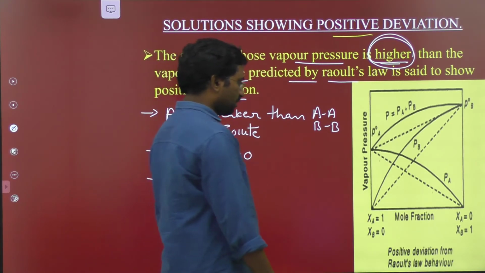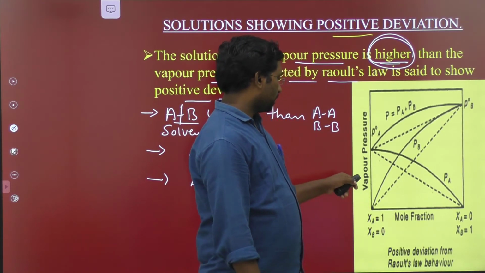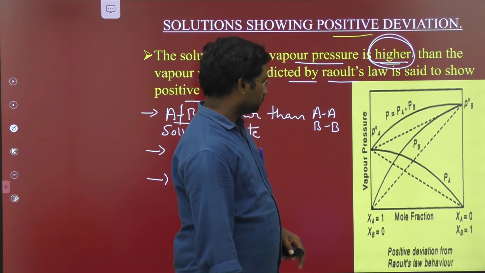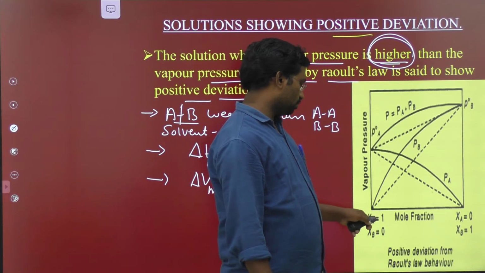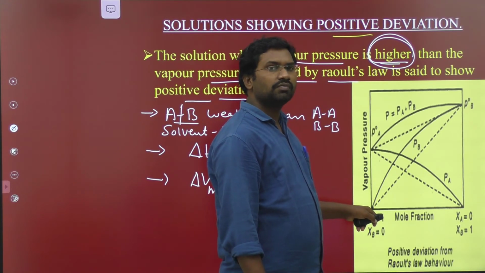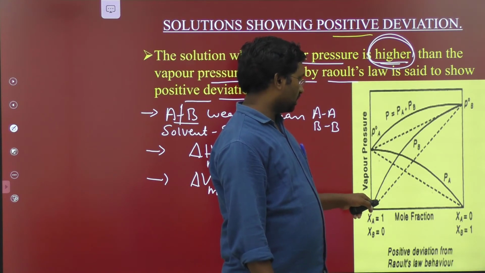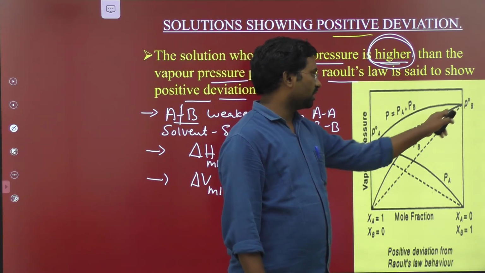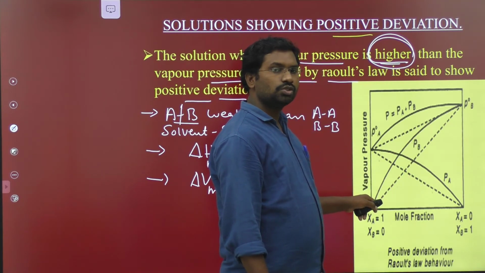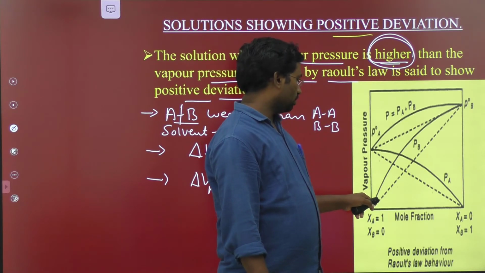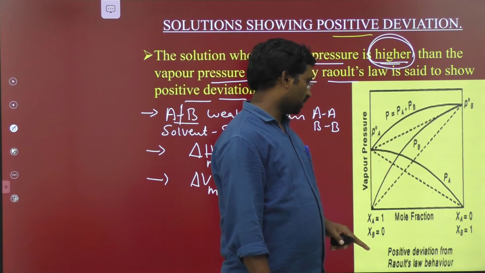Once you look at this graph, we have to take mole fraction on the x-axis and vapor pressure on the y-axis. For component 1, chi A is equal to 1, chi B is equal to 0. Chi A means the mole fraction of component A. So this is the graph for this one. This is a straight line. In case of positive deviation, the vapor pressure of the solution increases. That's why we have to draw an upward curve on this line.